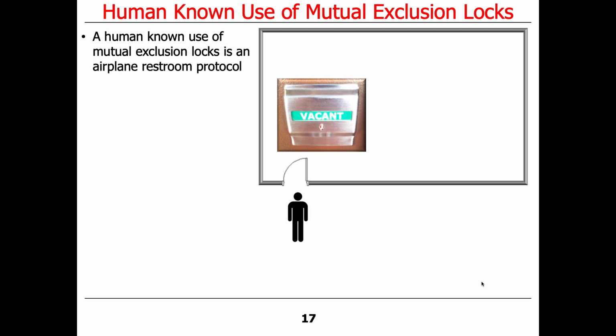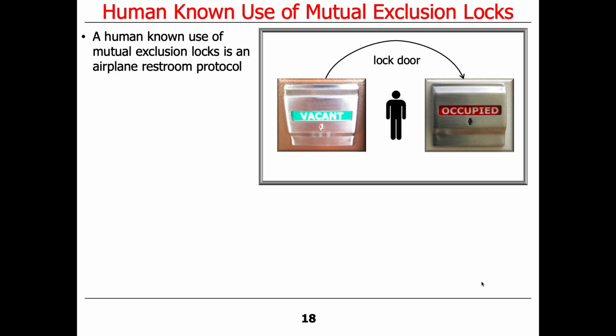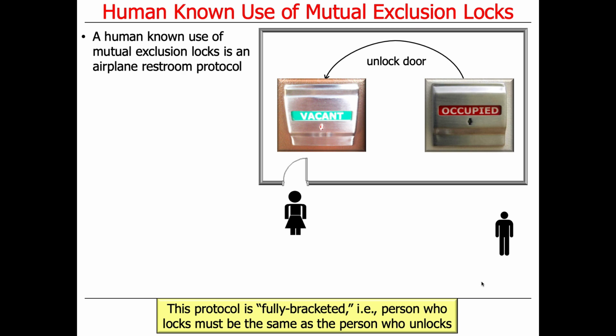You wait until the sign says vacant, in which case you can walk in the door. You then shut the door and push the little latch to the side, and that changes the state to occupied. Anybody else who comes along who wants to use the restroom has to wait. When you're done, you unlock the door and leave, and then another person can come in. So this is fully bracketed. The person who locks the door must be the same person who unlocks the door.